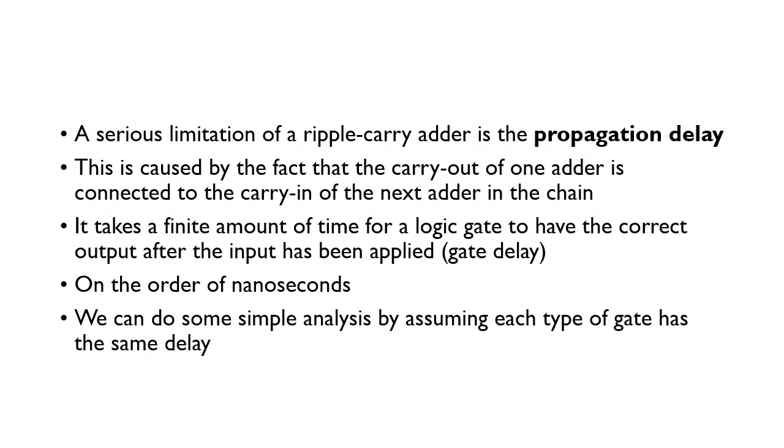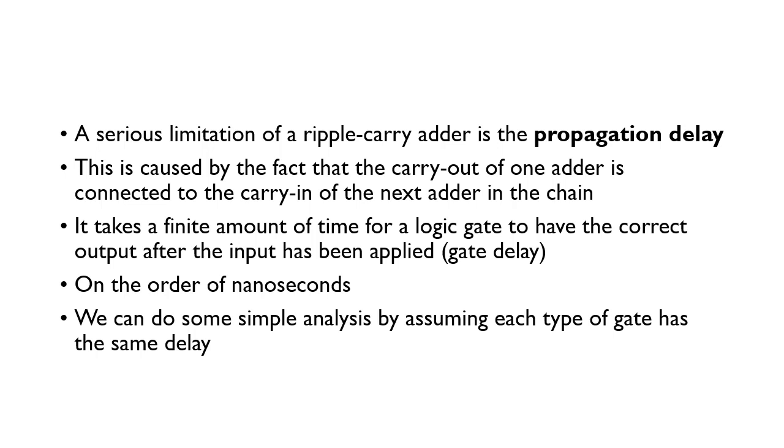In this screencast we're going to look at the delays associated with the ripple carry adder. A serious limitation of ripple carry adders is that there is quite a large propagation delay. This is caused because we've got multiple full adders all chained together in a big line. So the carry out of one adder feeds into the carry in of the next adder in the chain, and this just repeats for as many bits as we have in the adder.